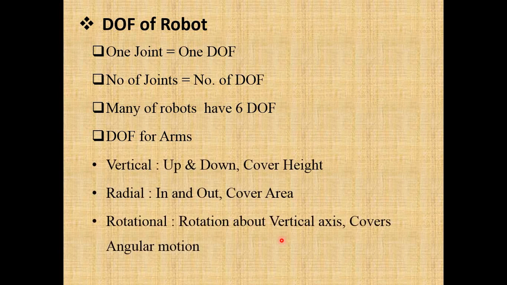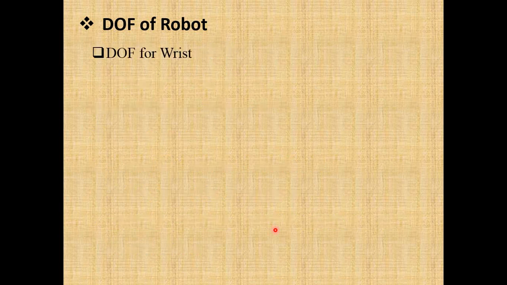For the degree of freedom of the arm, there are 3 types: vertical, radial, and rotational. In the vertical, the motion may be up and down, and it will cover height. In case of the radial degree of freedom, it is in and out motion, and it will cover area. In case of the rotational degree of freedom, it has rotation about the vertical axis and it covers angular motion.